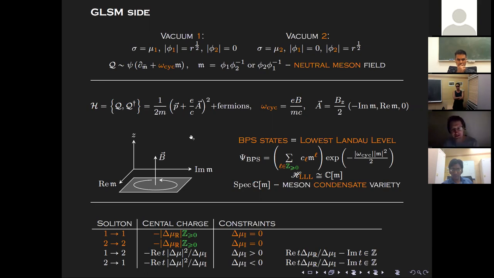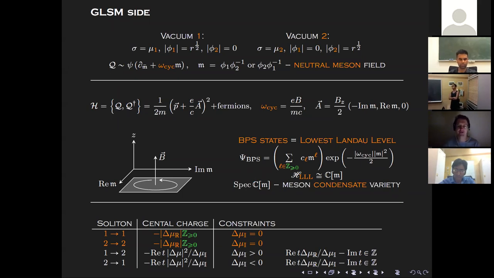Well, the description of a particle in the plane with a turned on magnetic field is a standard textbook problem. It's described by Landau levels, and we can say that our BPS states are described by the lowest Landau levels. The lowest Landau level is infinitely degenerate. We can grade different states by non-negative integer angular momentum L, and in principle the BPS wave function depends on an arbitrary analytic function of M. Also, we could say that the lowest Landau level Hilbert space could be identified with this ring, and the corresponding spectrum of this ring is an affine plane.